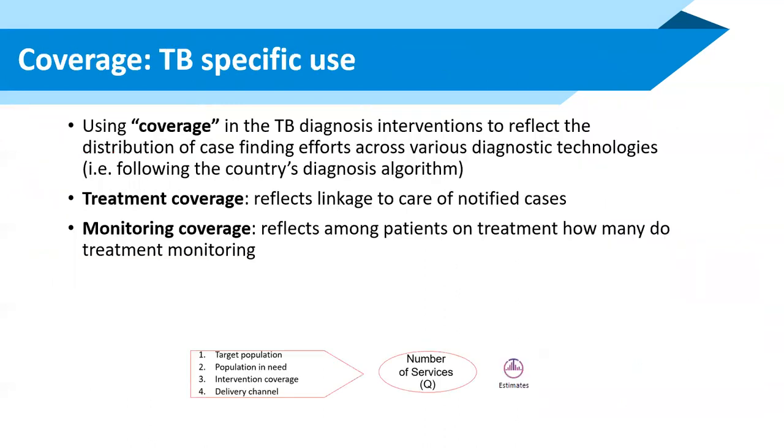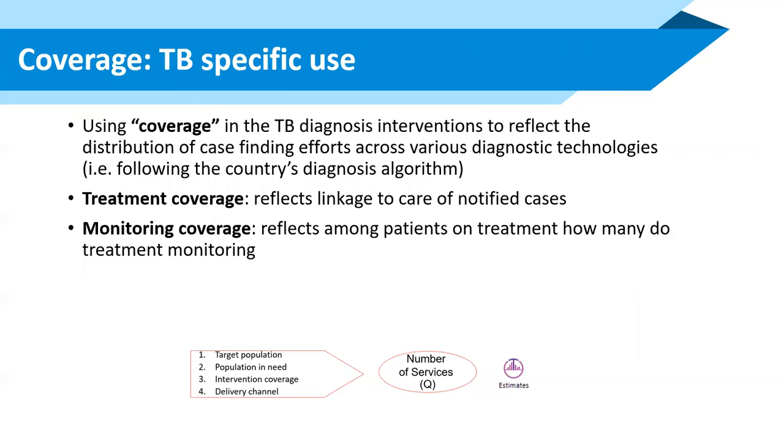Coverage has a few specific elements for TB, particularly for diagnosis. For diagnosis, we use coverage to represent the distribution of diagnostic options. So for example, if 50% of notifications through the passive case finding program are achieved using microscopy, then we would set the coverage for microscopy equal to 50%.